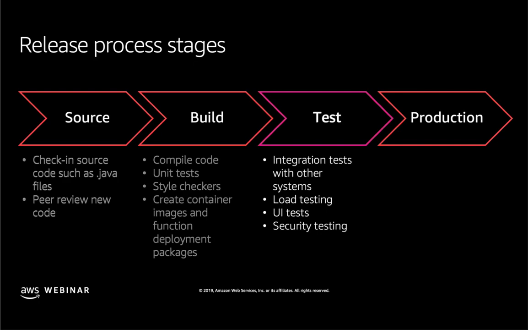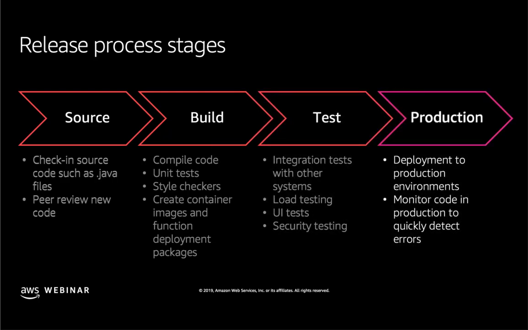And then we go on to the test stage. This is where you do integration tests with other systems. You're doing your load testing here, your UI testing, and your security testing. And for security testing, I think it's really important to do as much of your security testing before you get to production instead of after the fact. And then lastly, we have production. This is where you deploy to your production environment or environments. And also, after your code's deployed to production, this is where you're monitoring it to quickly detect errors or regressions. So if there's some kind of problem, you could roll back or roll forward quickly.